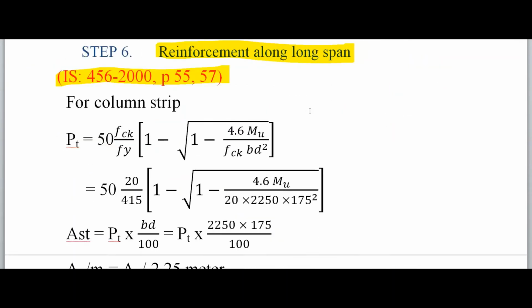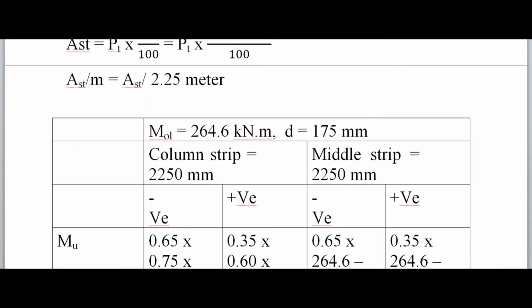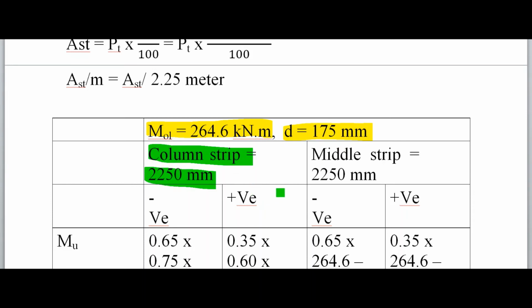Now we are going to find out the moment. The total moment is 264.6 kilonewton meter, and thickness is 175 mm. Effective depth is 175 mm. Column strip width is 2250 mm as well as middle strip width is 2250 mm, right?